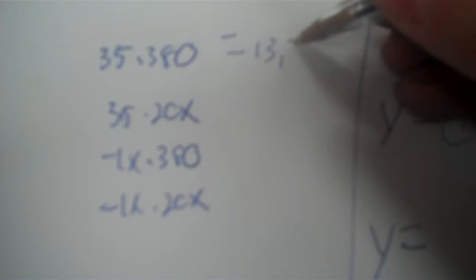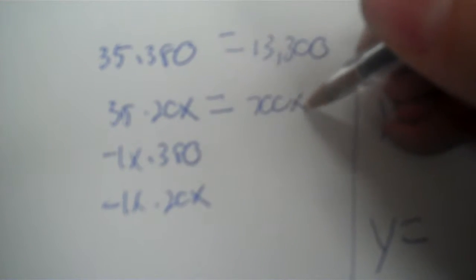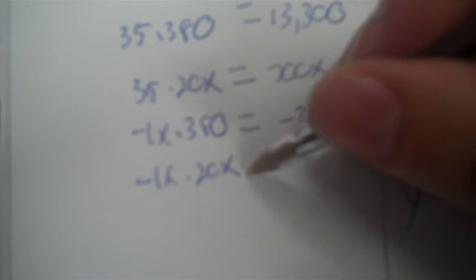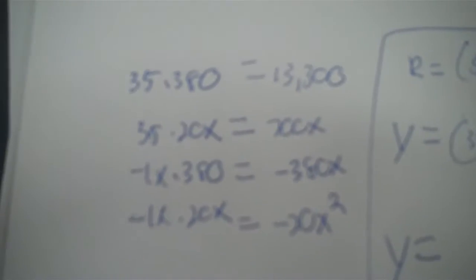That takes care of the 35. Now I've got negative 1x times 380, and then negative 1x times 20x. Now this is 13,300. The product here is 700x. The product here is negative 380x, and the product here is not just negative 20x. If both factors have an x, the x goes to the second power. Now I've got negative 20x to the second. That's what I put first.